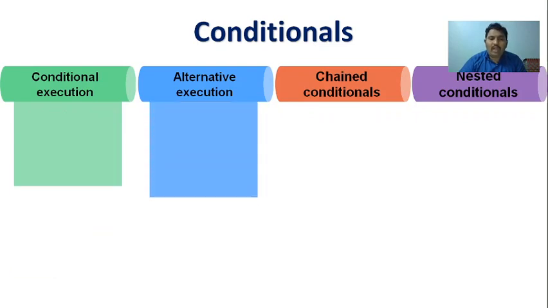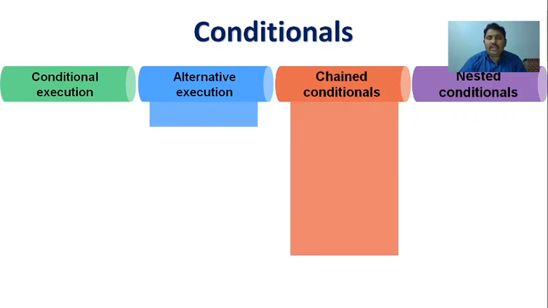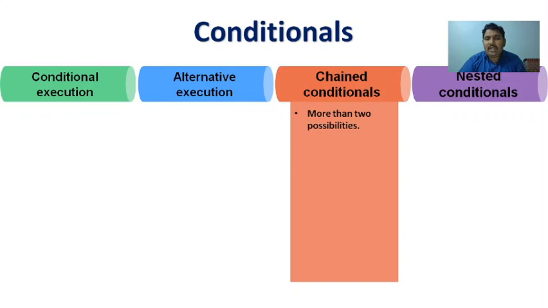And alternate execution is where we also use else. If the condition is satisfied, the if part is executed. If the condition is not satisfied, the else part is going to be executed. After that, chained conditions. Sometimes we need to verify multiple conditions. For that, in C programming we have else if, but in the Python programming language we have elif. I will show how to use elif in this particular program execution.